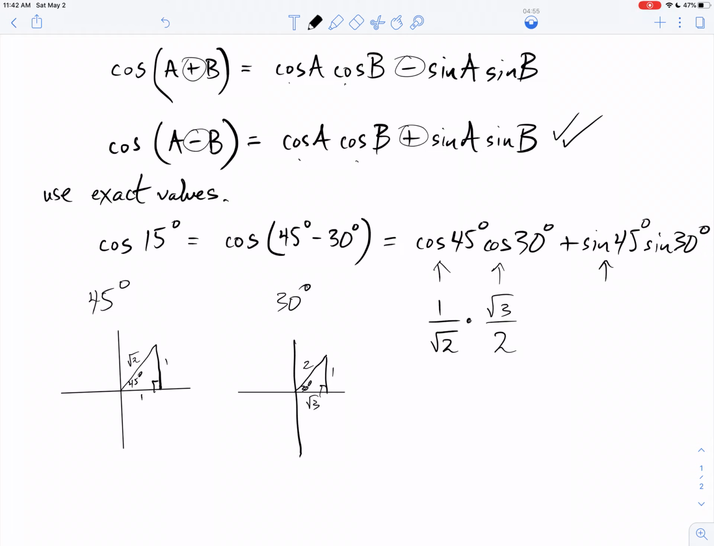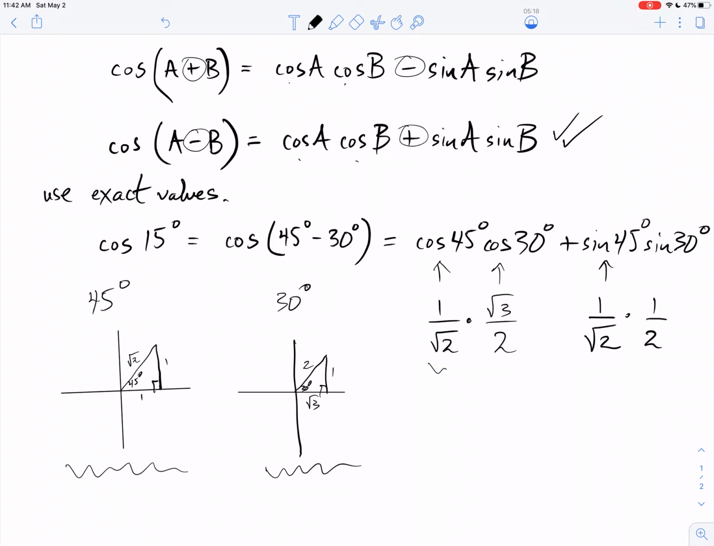So I go sine of 45. Wait a minute, what's the sine of a 45? I go back to my reference triangle over here, and I say opposite, oh, I could do that. It's 1 over rad 2. And then sine of 30, I go to this reference triangle that I already drew, and I say sine of 30 would be 1/2. Now let's work some magic here.